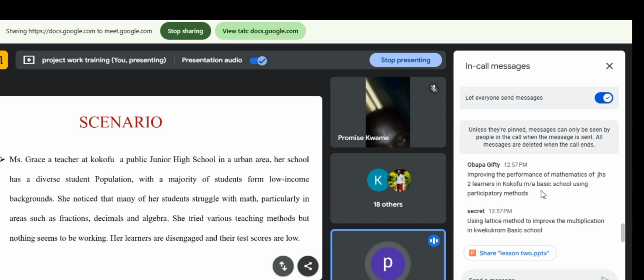I love that, Gifty. Improving the performance of mathematics of JHS2 learners in Kokofu MA Basic School using participative method. Gifty, thumbs up, it's very good. Yes, I'll shape it a little for you. Secret is saying using lattice method to improve the multiplication in Kweku Chrome Basic School. So, Secret, you didn't join early. I think those who are giving me different topics don't start with us. All right, so I'll address that.